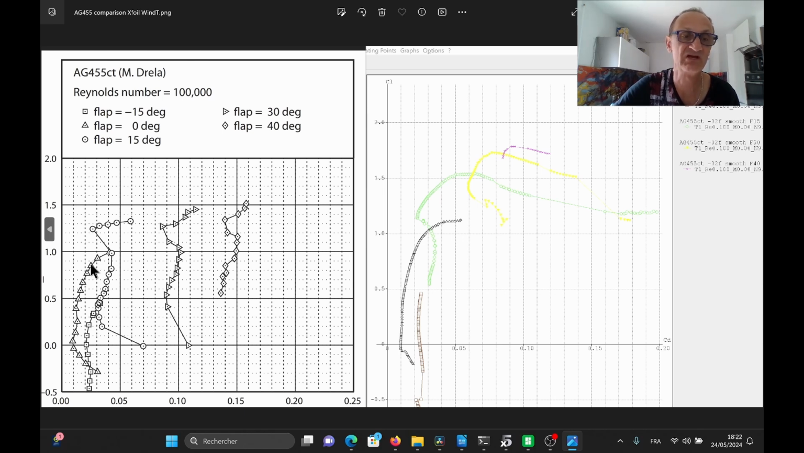And if we look carefully at the end of the curve on the top left, we can notice that Xfoil is underestimating the drag. In reality, the profile is more draggy when we start to reach 0.85, 0.9, or 1 of lift. That's the first lesson when we are watching this profile.